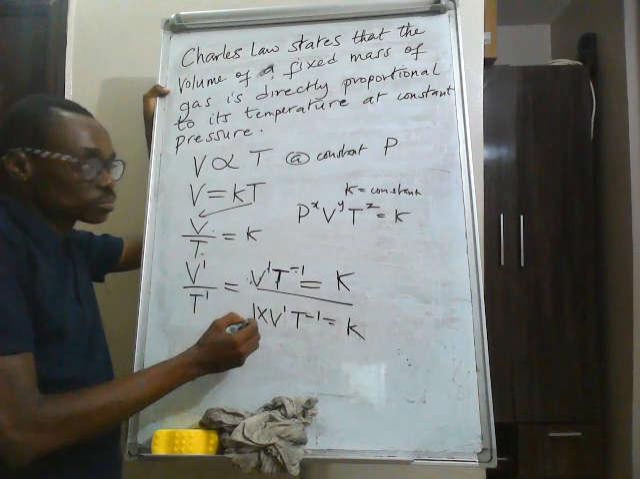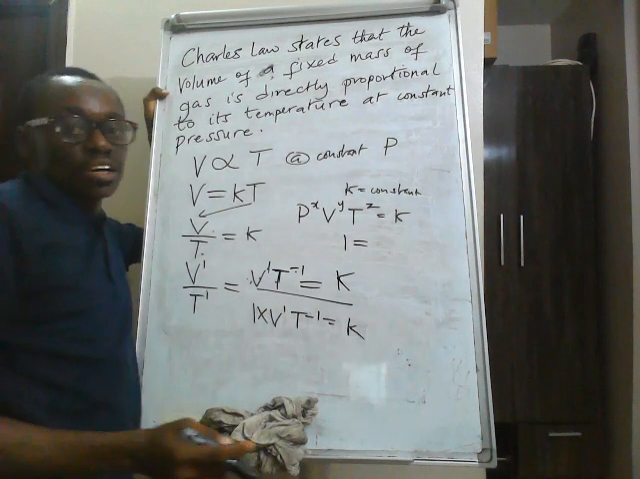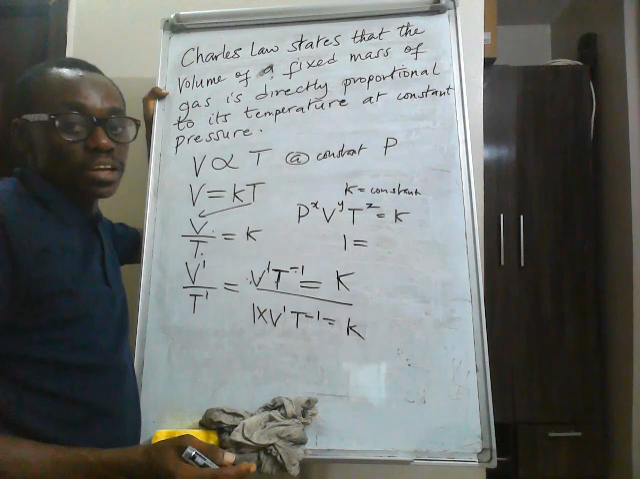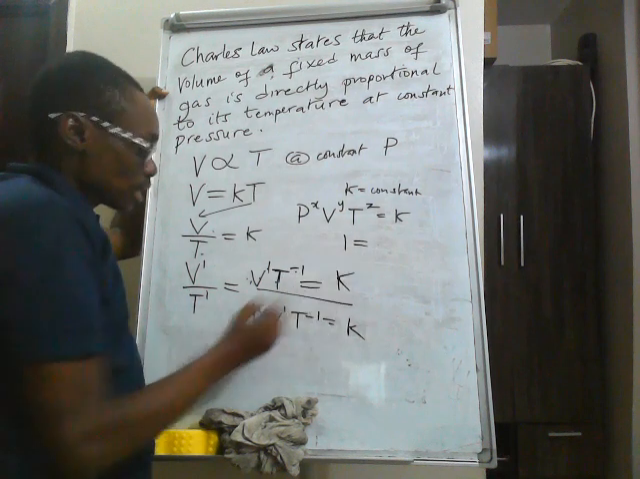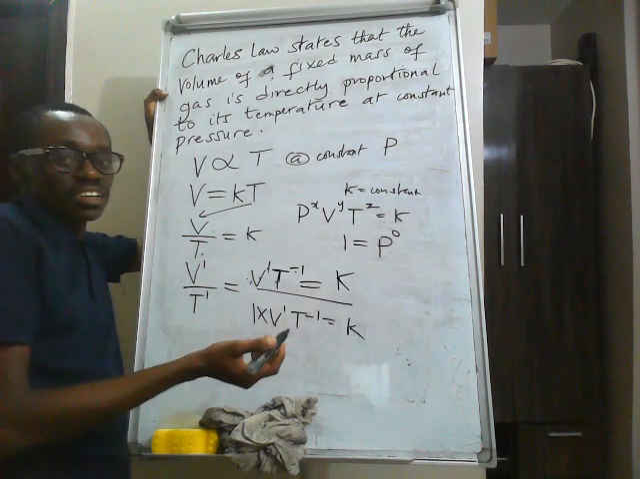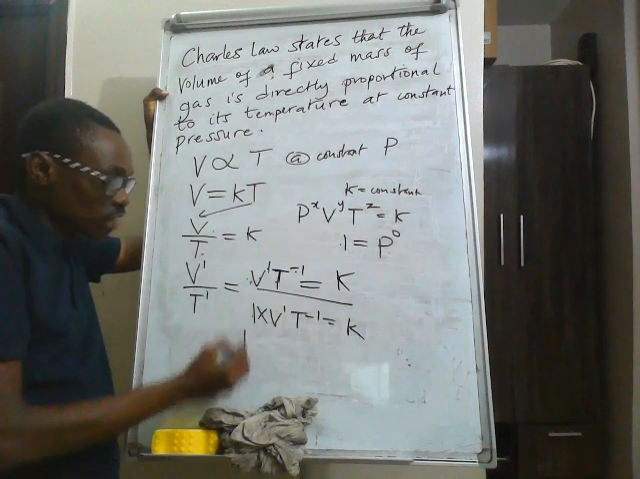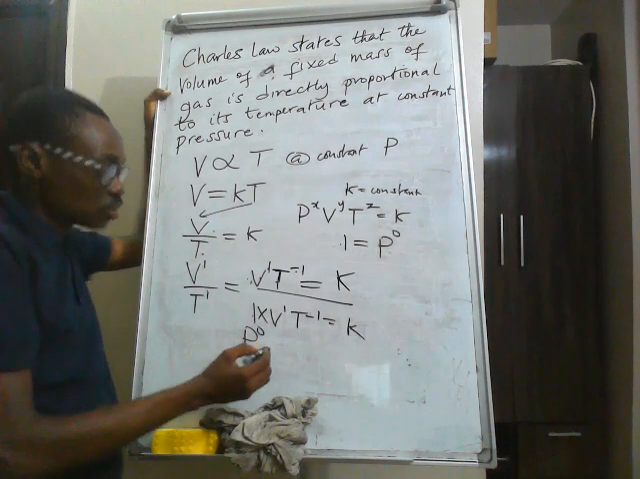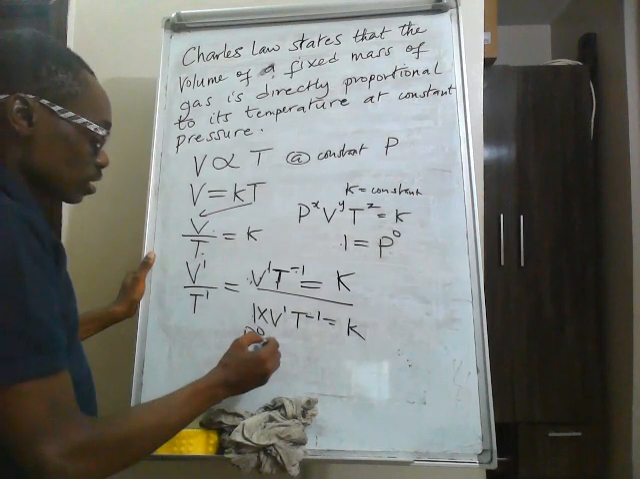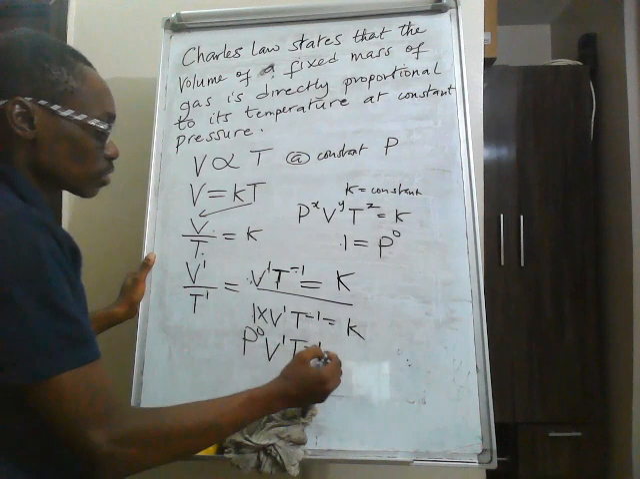So this one now, from indices, when you raise something to power 0, it gives you 1. So we can say P raised to power 0 is equal to 1. So we can replace this 1 with P raised to power 0. So we have P raised to power 0, V raised to power 1, T raised to power minus 1 equals K.